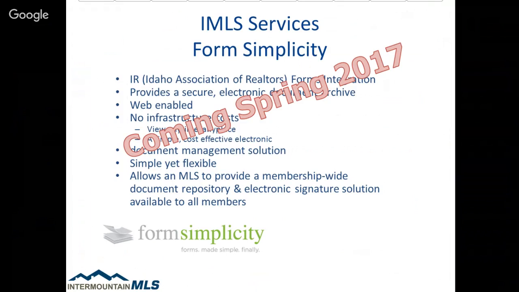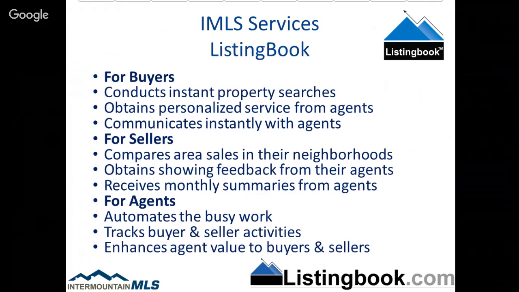So that's Form Simplicity. Listing Book. This is one of the products that has two parts. It has a free part and a pay part. The free part is very limited. They kind of do that on purpose. But what Listing Book is, Listing Book's a tool that you can go in and enter your buyers and sellers in there, and then they get automated information automatically from Listing Book. For a buyer, it's based off their search criteria, shows them new listings that are out there.